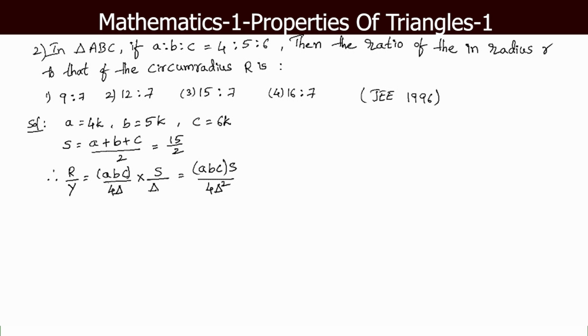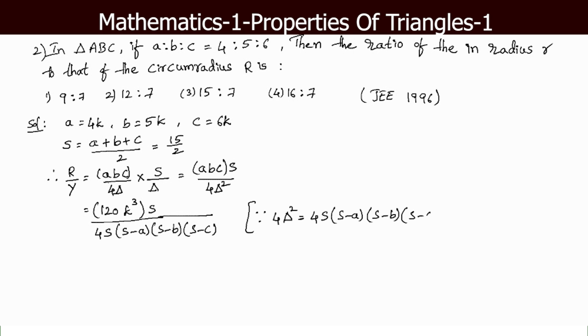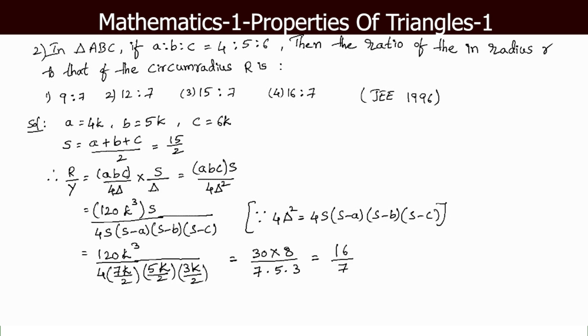Now substituting abc values, that is 120 k cubed into s by 4 s into (s minus a) into (s minus b) into (s minus c), that is 120 k cubed by 4 into 7k by 2, 5k by 2, 3k by 2, which is nothing but if you simplify it, you will get answer is 16 by 7. So capital R is to small r is 16 by 7. So the ratio is 16:7. Correct answer is option number 4.